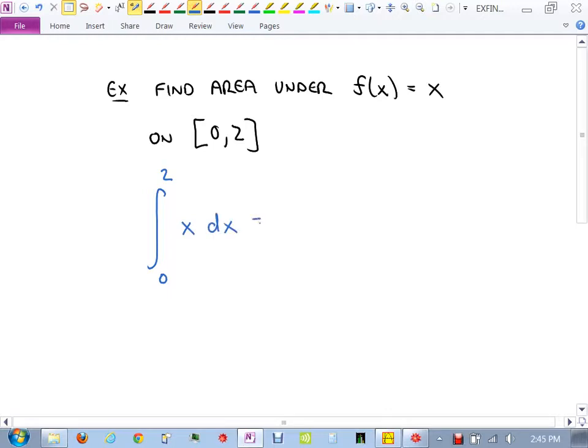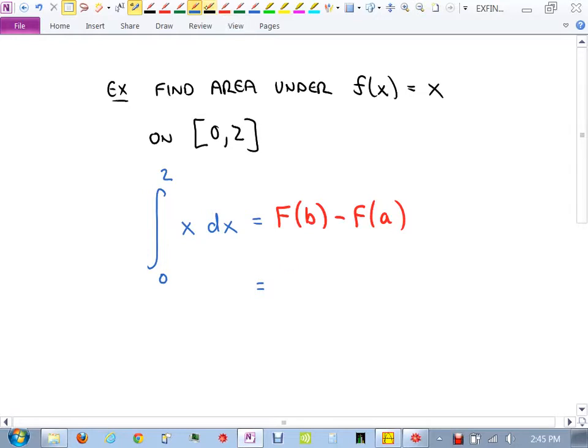Now, according to the fundamental theorem of calculus, what I need is the antiderivative at b minus the antiderivative at a, right? That's what I need. I put it in red just to remind you of what you actually need to find now. What is the antiderivative of x? It's 1 over 2 x squared.